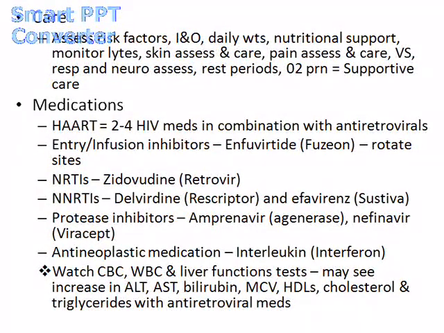So all of these drugs are working on different little bits of replication of the virus. And then anti-neoplastic medications like interleukin, interferon is the other name for it. It's an immunostimulant that enhances the immune response and reduces the production of cancer cells. It's commonly used with Kaposi sarcoma if the individual has that.